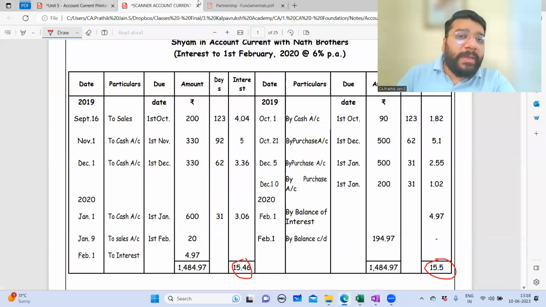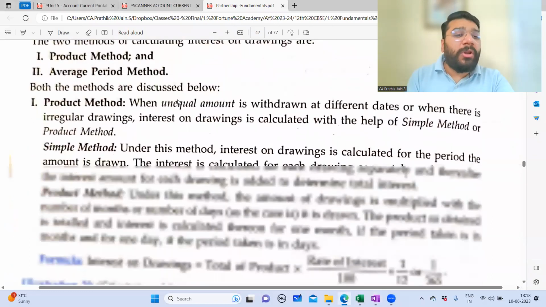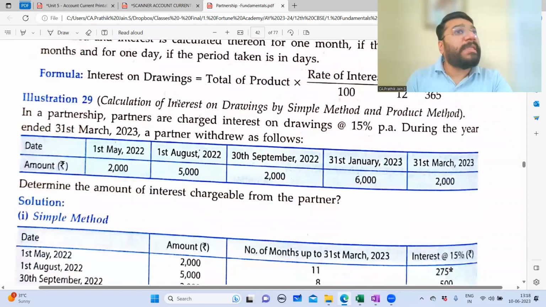So let me give you a quick reminder. We completed this topic in the partnership fundamentals, where we learned that the interest on drawing could be calculated by three methods. The first method is the simple method. Second is the product method. Third is the average period method. Forget average period. Let's do a quick comparison of simple and product.